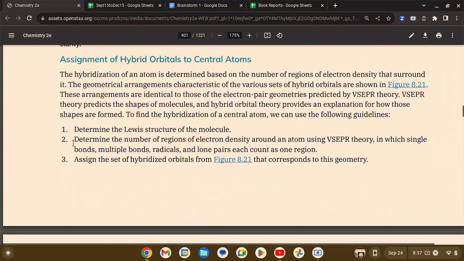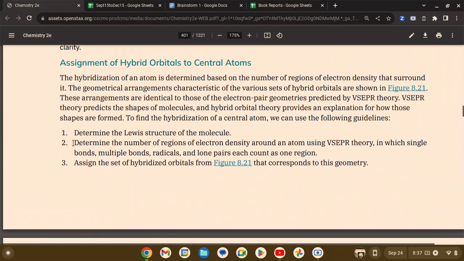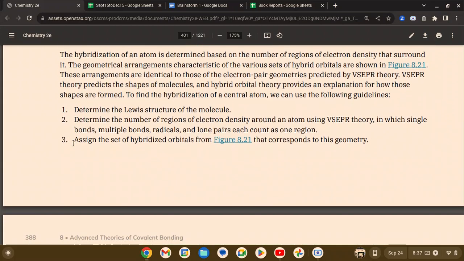Assignment of hybrid orbitals to central atoms. The hybridization of an atom is determined based on the number of regions of electron density that surround it. The geometrical arrangements characteristic of the various sets of hybrid orbitals are shown in Figure 8.21. Those arrangements are identical to those of the electron pair geometries predicted by VSEPR theory. VSEPR theory predicts the shapes of molecules, and hybrid orbital theory provides an explanation for how those shapes are formed.